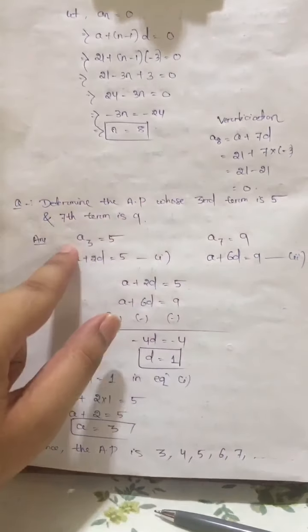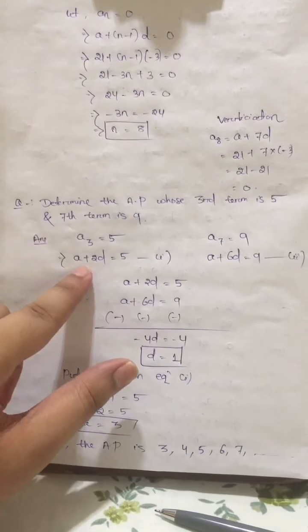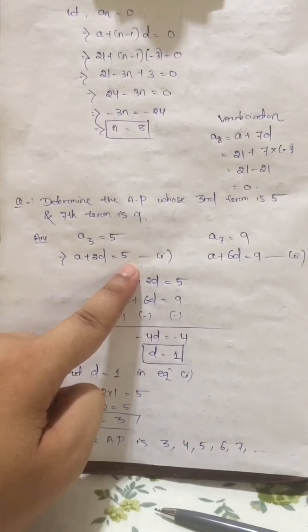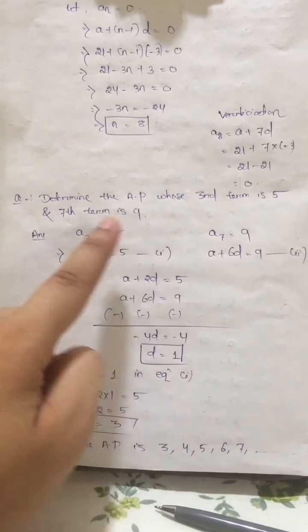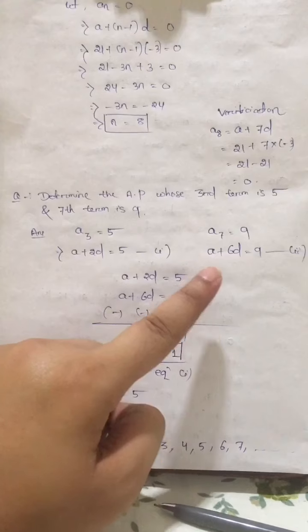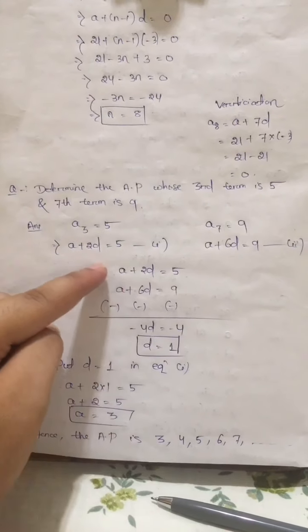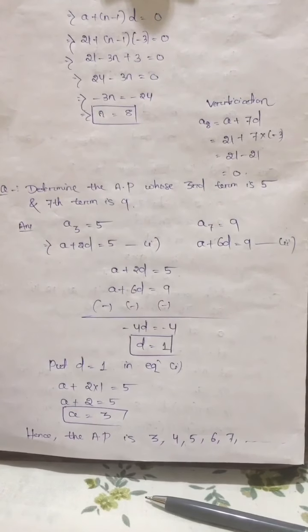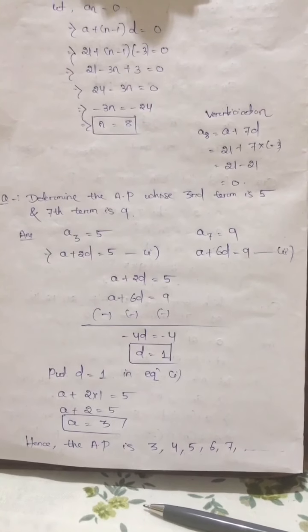So a3 is 5, and a3 means a plus 2d, so a plus 2d is equal to 5. And a7 is given as 9, so a plus 6d is equal to 9. So I got two equations: one is a plus 2d equal to 5, and the second is a plus 6d equal to 9.